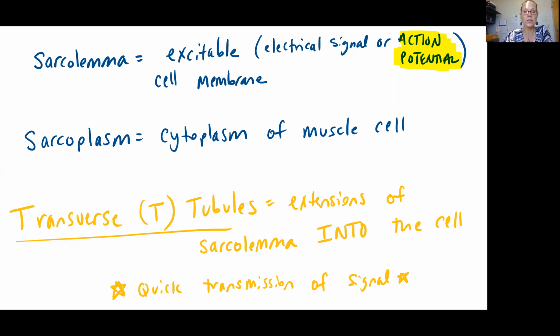We have extensions of that sarcolemma down into the middle of the cell. Those extensions are called transverse tubules, or T-tubules for short. The significance of this is it's bringing that action potential, that electrical signal, into the middle of the cell, not just on the outside surface of the cell.